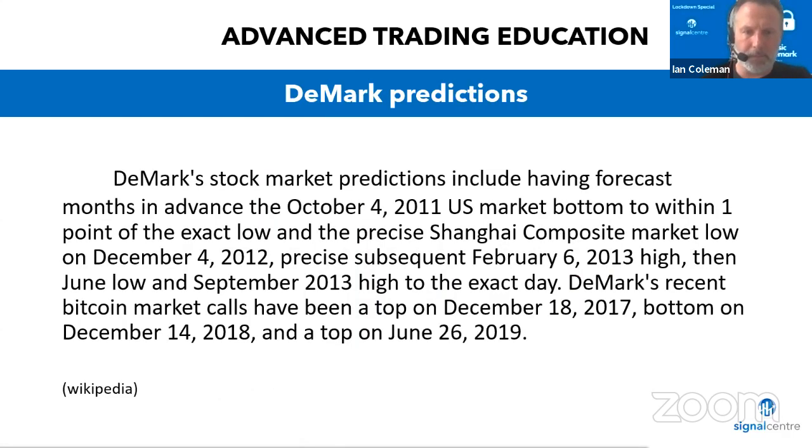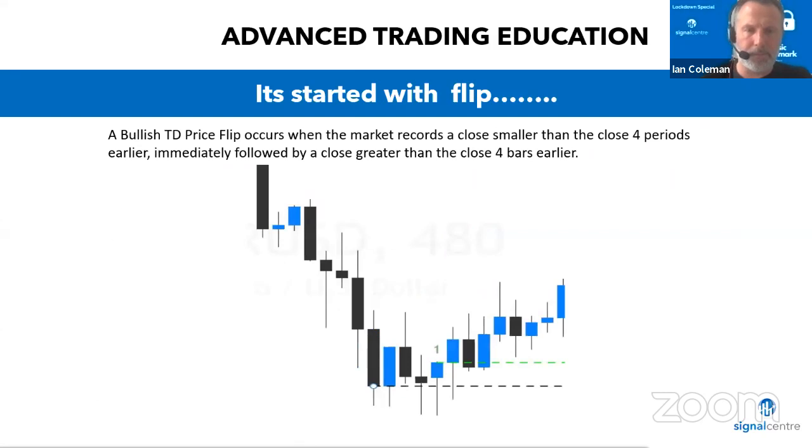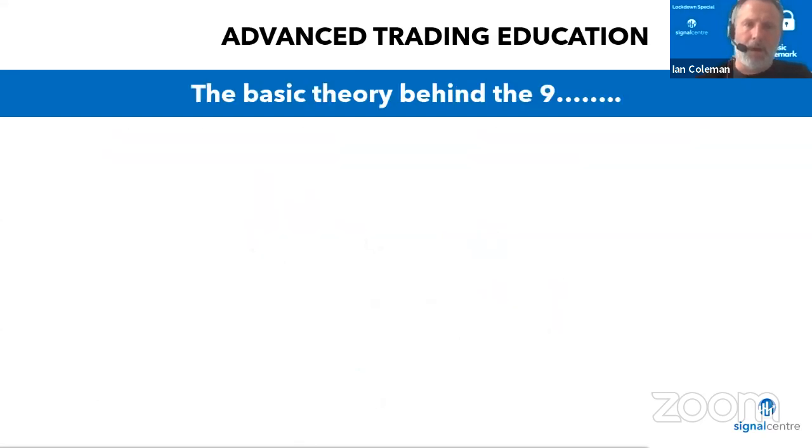Where have we gone with that? This, I've just left that slide blank. This is the basic theory behind the 9. Okay, when we get to the last slide, I'm going to talk about all the other different factors that are involved in TD, and I'd like to do another webinar on another factor which is called a TDST, which highlights the support and resistance level.